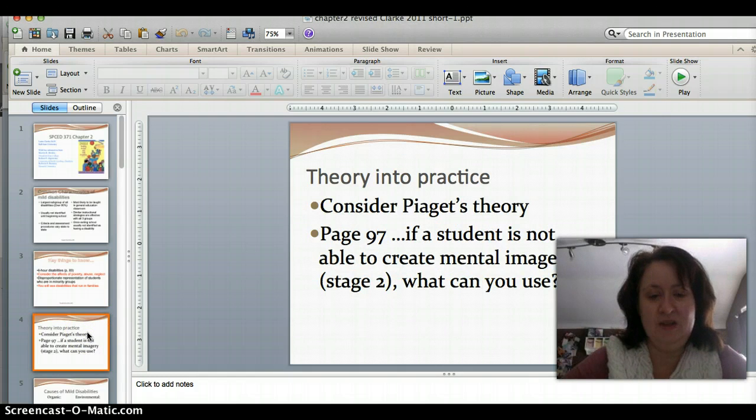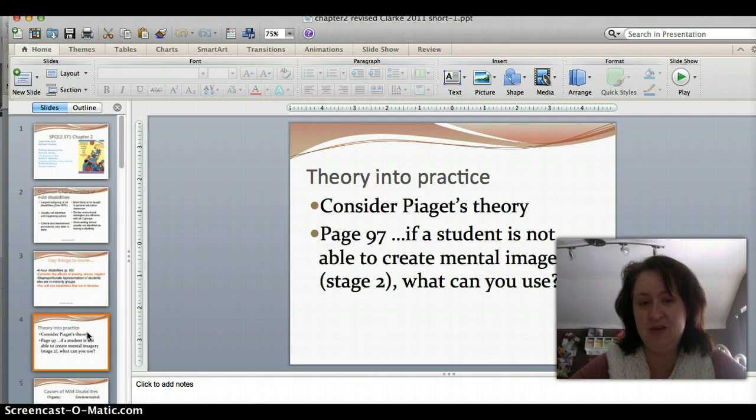Some of you have already looked at Piaget. If you haven't, page 97, if you want to take a look at Piaget's theory and make sure you understand the different ways in which we grow and learn to think, and understand that there are pockets within kids with disabilities where they might really struggle with a specific skill. So for example, if a student is not able to create mental imagery that usually is mastered in stage 2, what can we use to help students?